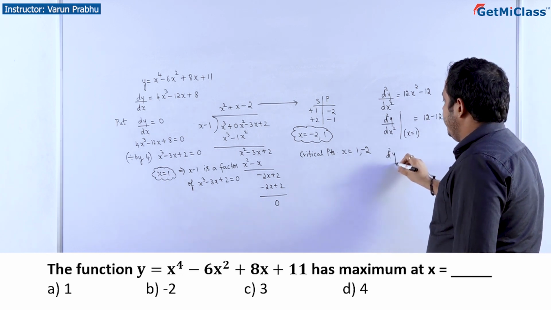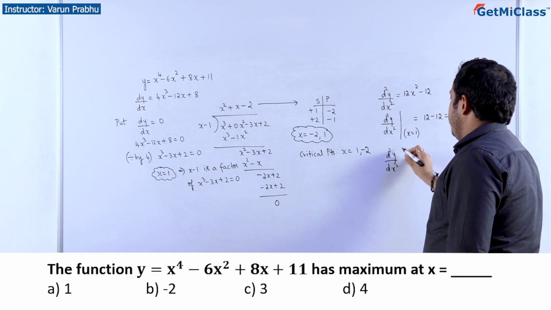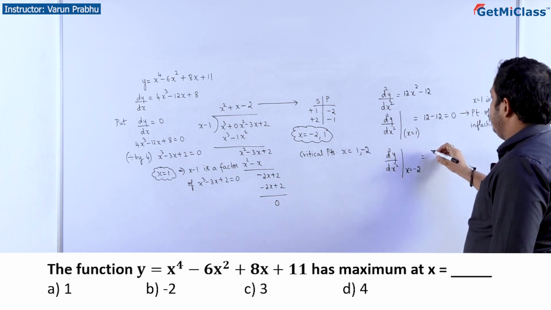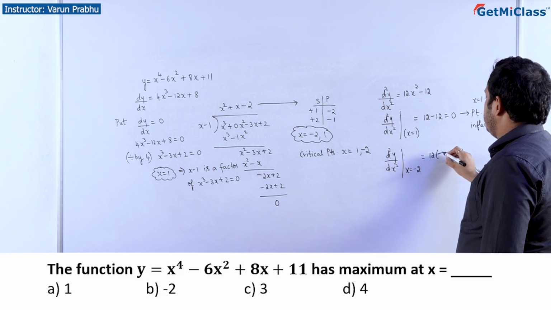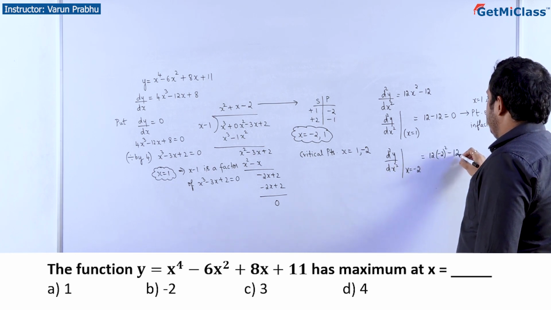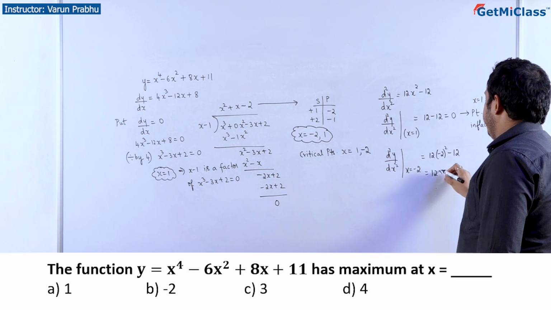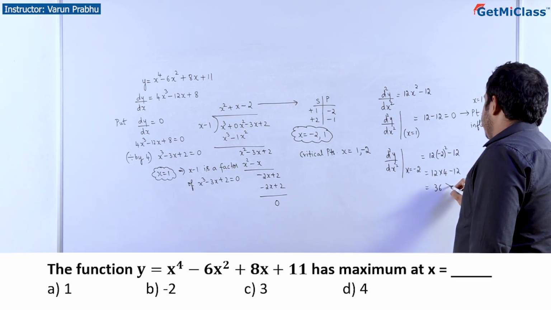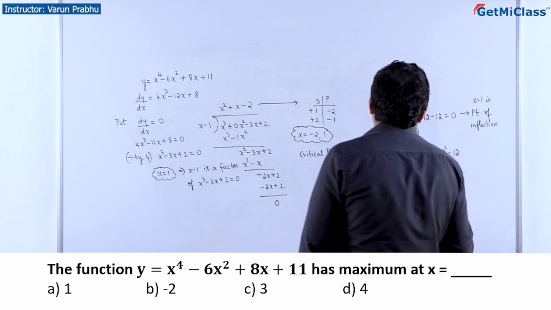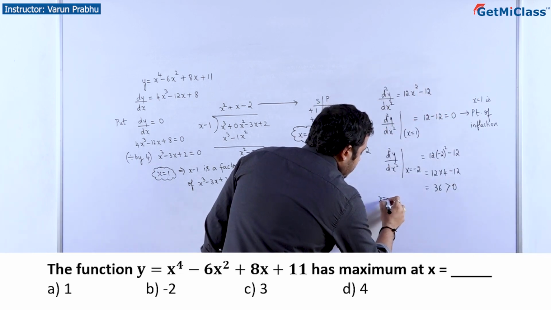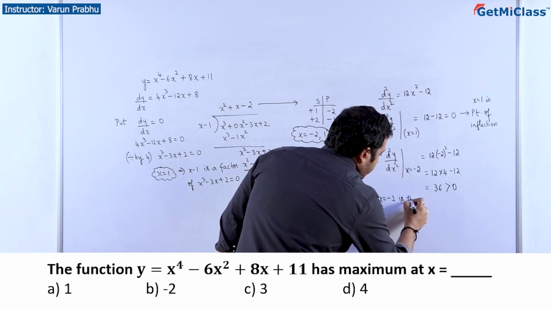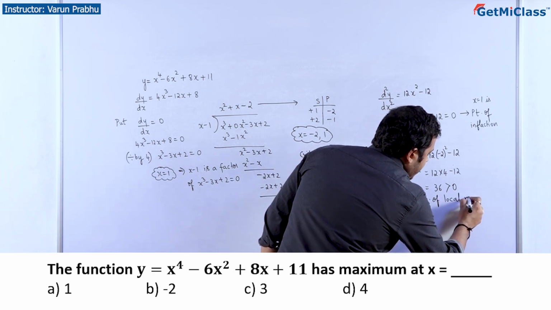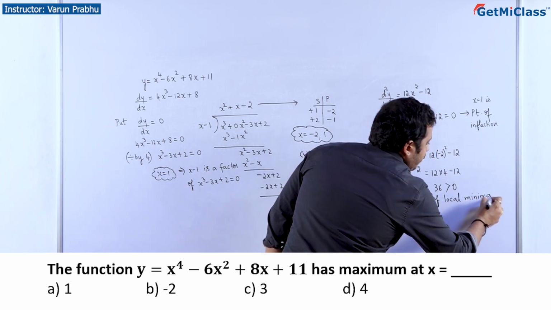So d square y divided by dx square at the point x is equal to minus 2. What will be the answer now? 12 into minus 2 the whole square minus 12. So the answer will be 12 into 4 minus 12, so 48 minus 12 will be 36, greater than 0. So definitely x is equal to minus 2 is the point of local minima as per the second derivative test.